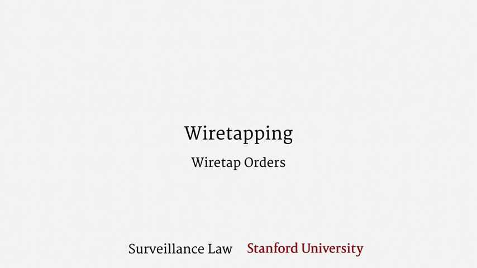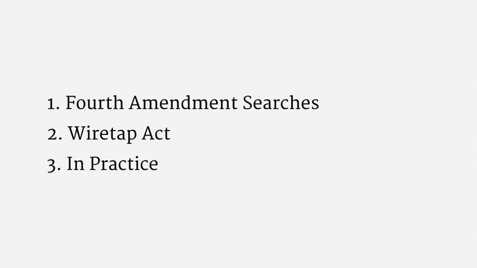I want to consider wiretapping in three parts. First, searches under the Fourth Amendment. We'll look at how the Supreme Court has defined searches and why a wiretap requires a special kind of warrant. Second, we'll work through the statutory requirements imposed by the Wiretap Act, which are intended to comport with the Supreme Court's views. Finally, I'll share a little data about wiretaps in practice. So, let's start with searches under the Fourth Amendment.